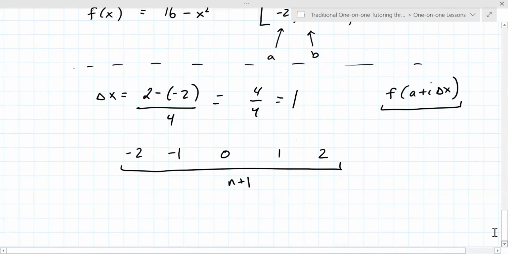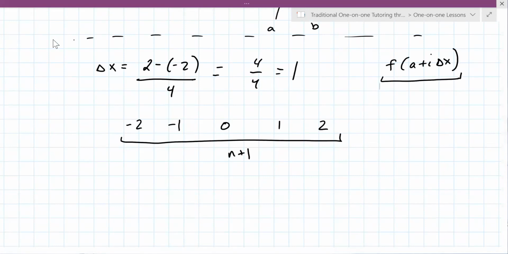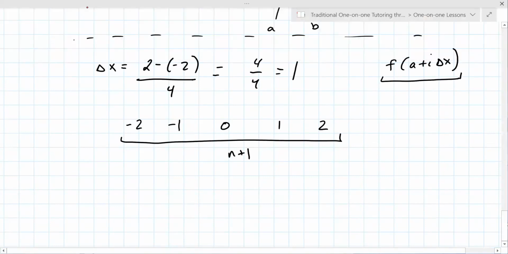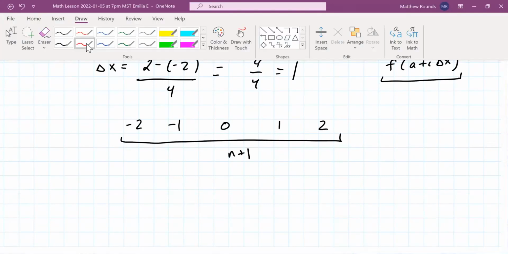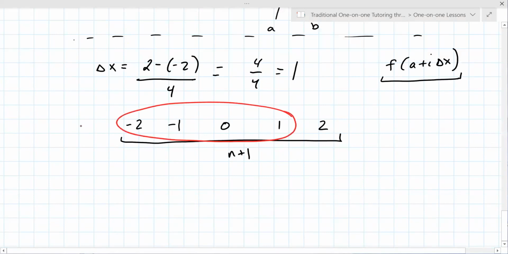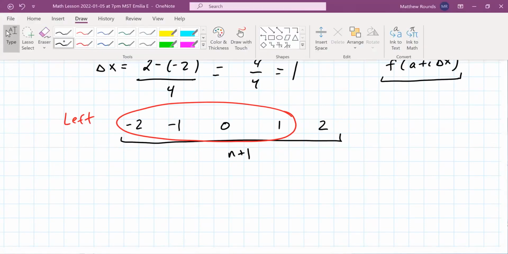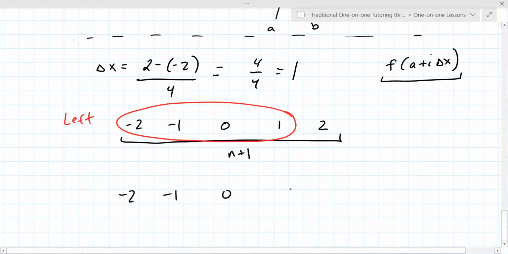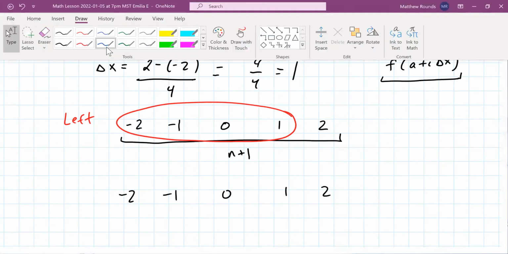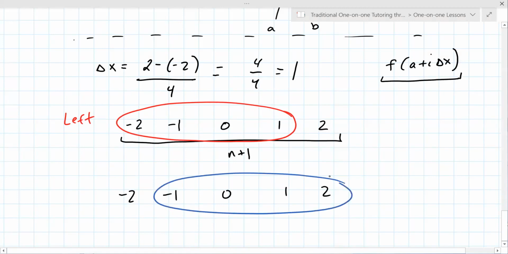So with your left sum, to show this in red here, this is your left sum. You're going to use those. And then we'll draw the numbers again, -2, -1, 0, 1, and 2. And your right sum is here.